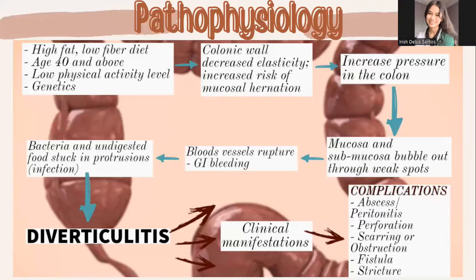This can develop if an infected diverticulum reaches a nearby organ and forms a connection. This most often happens between the large intestine and the bladder. This can also lead to a kidney infection. Also, fistulas can form between the large intestine and either the skin or the vagina. And lastly, we have stricture, which happens when the colon narrows in the affected area.